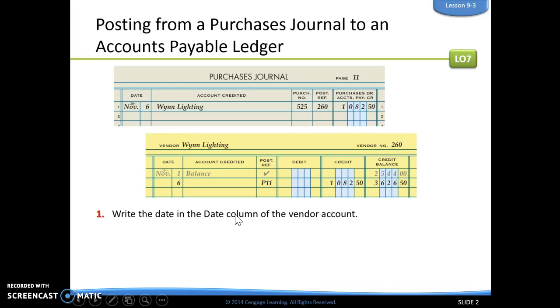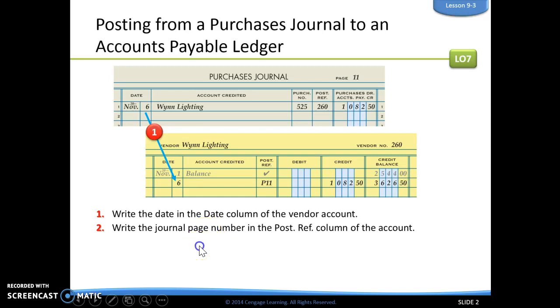So we post the same way. We're going to start with our date. We're then going to put in our post reference column, the journal page number. Now, this is going to be a little bit different because now we have 5 different journals. So we no longer can just write the page number. We have to put the abbreviation for that journal first. So for purchases journal, we're simply going to abbreviate that with a P. So it's purchases journal page 11. That P does not stand for page, it stands for purchases journal page 11.